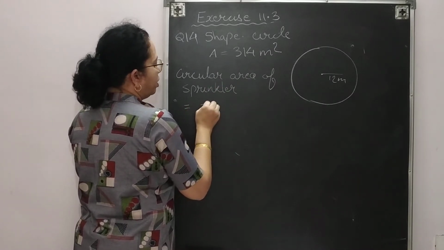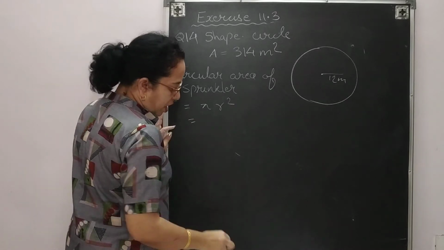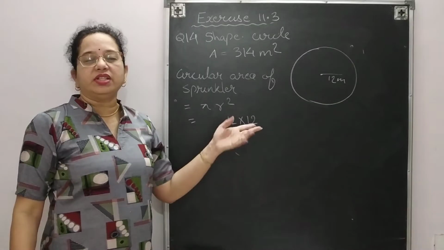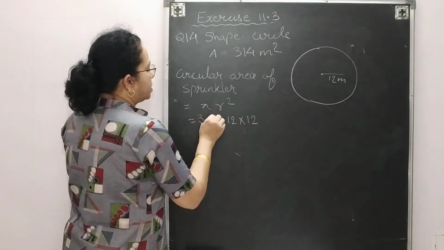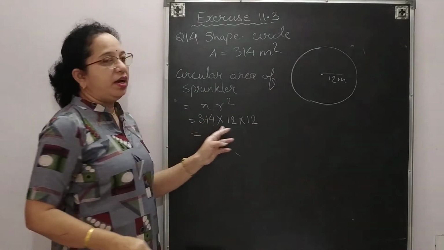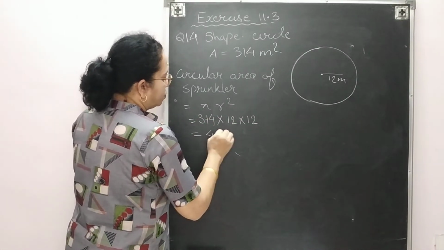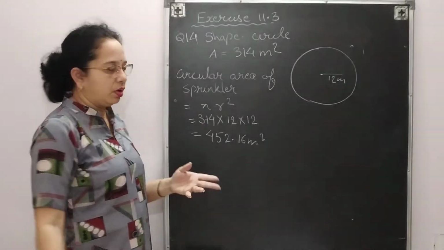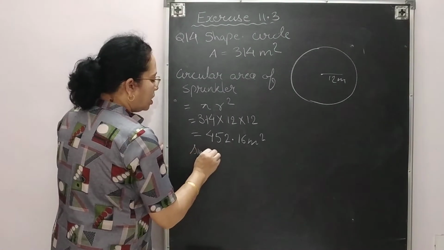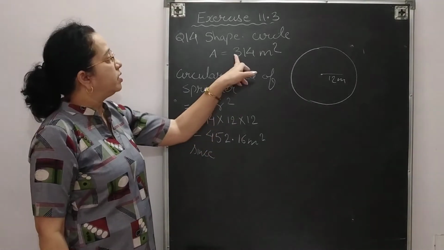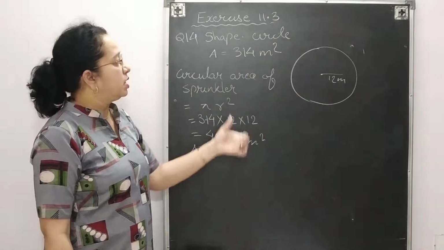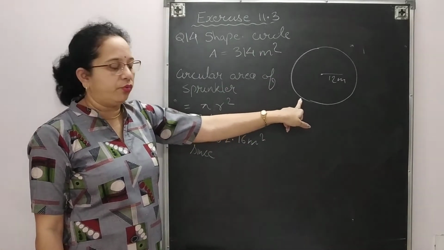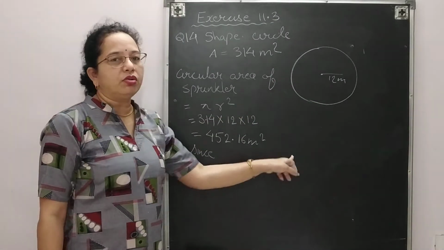So the area of the sprinkler will be pi r square. The value of r is given here, 12. So 12 into 12. Now this 12 is not divisible by 7, so for the value of pi, just write down 3.14. Multiply these three numbers and your answer is 452.16 meters square. Okay. So we can write down, since the area of the sprinkler is greater than the area of the circle, it means that the sprinkler can cover the complete area of the circular flower bed or circular shape. So you need to complete this sentence.